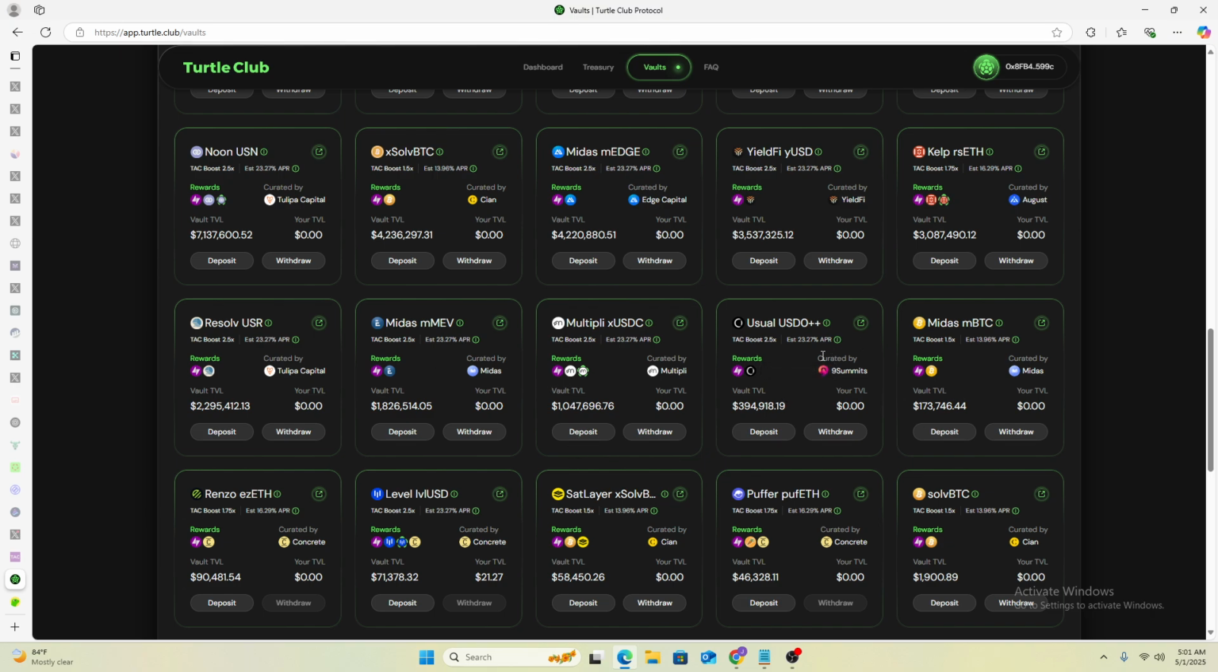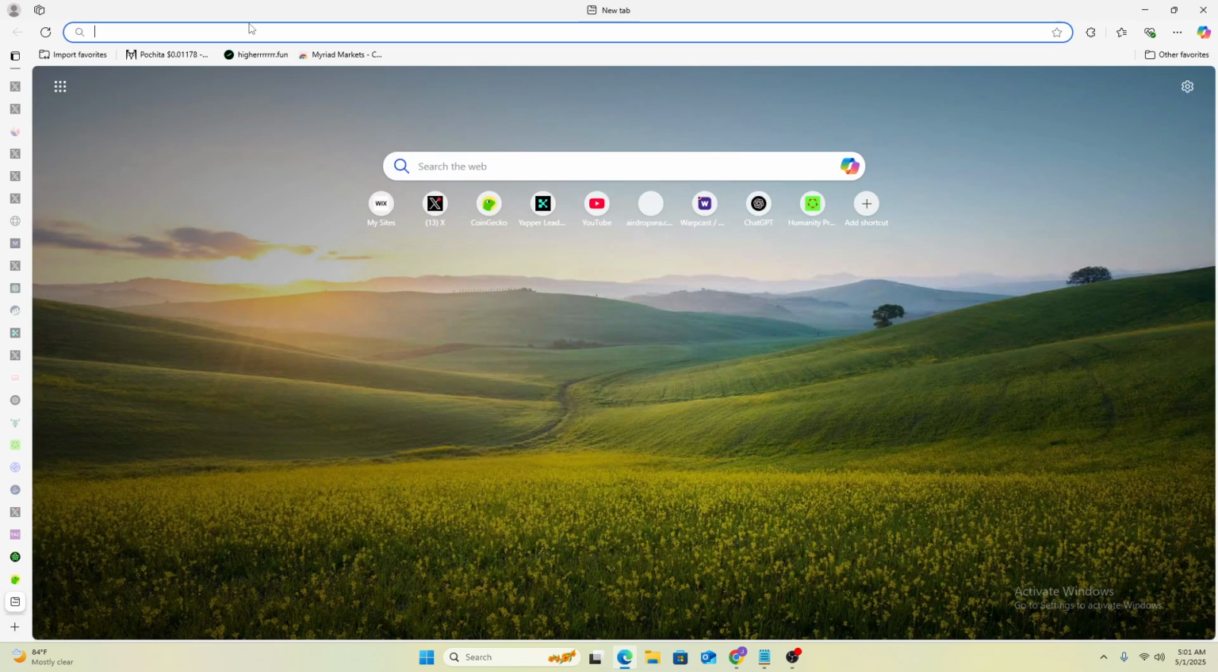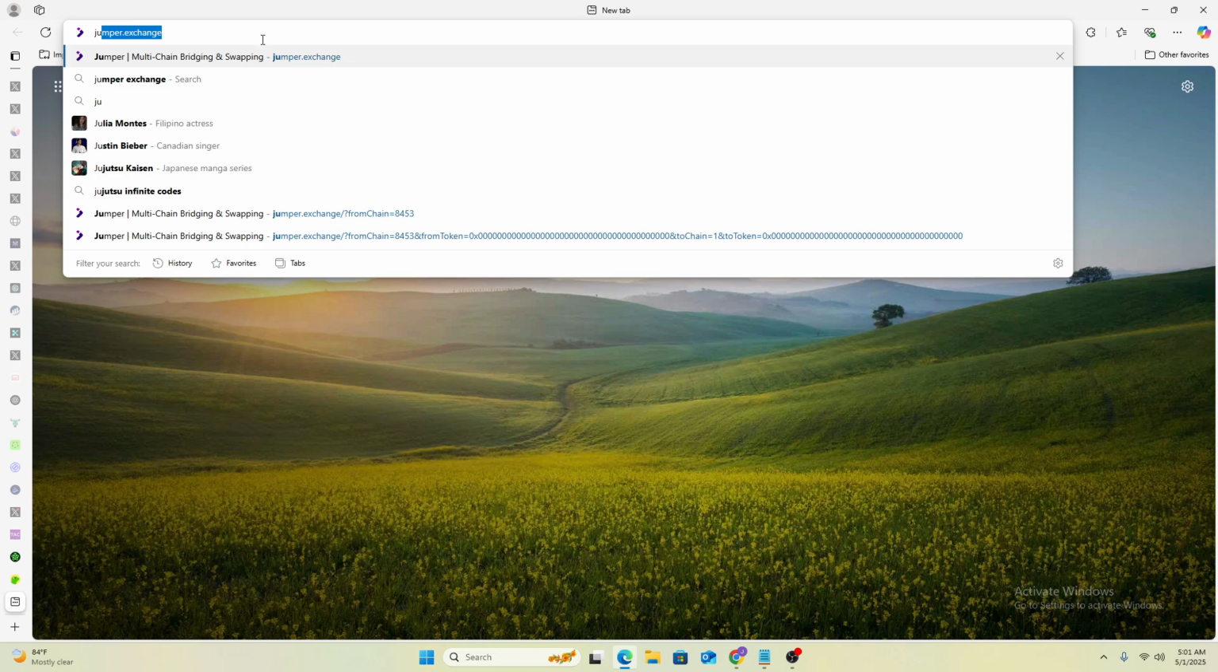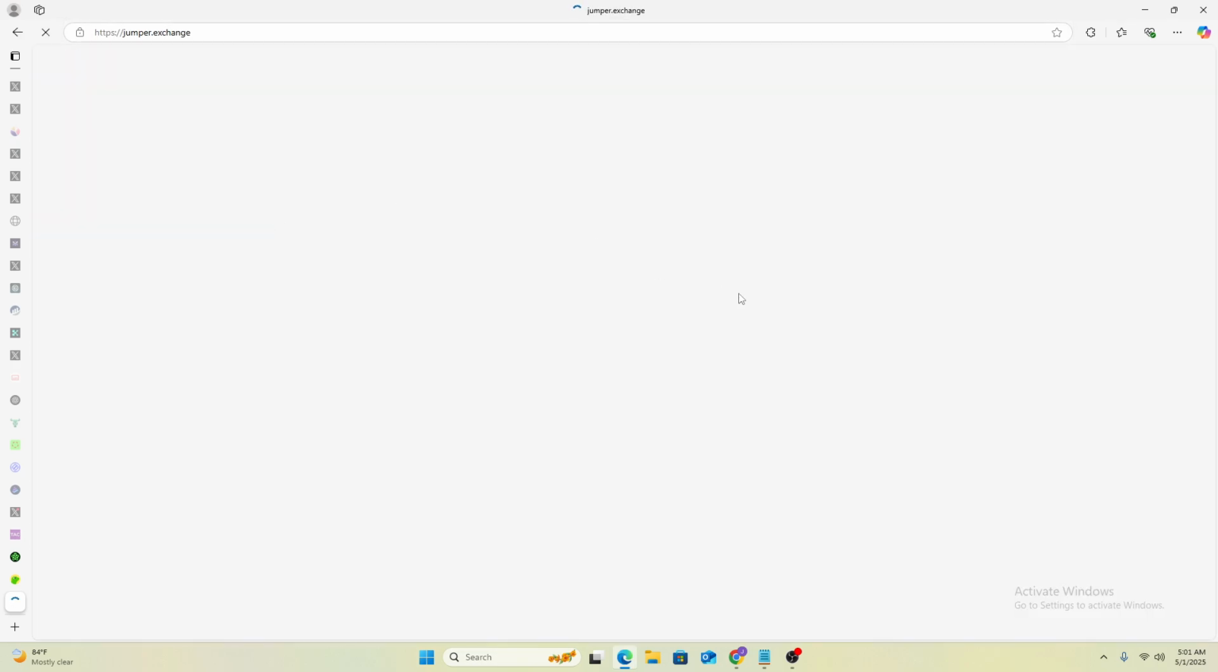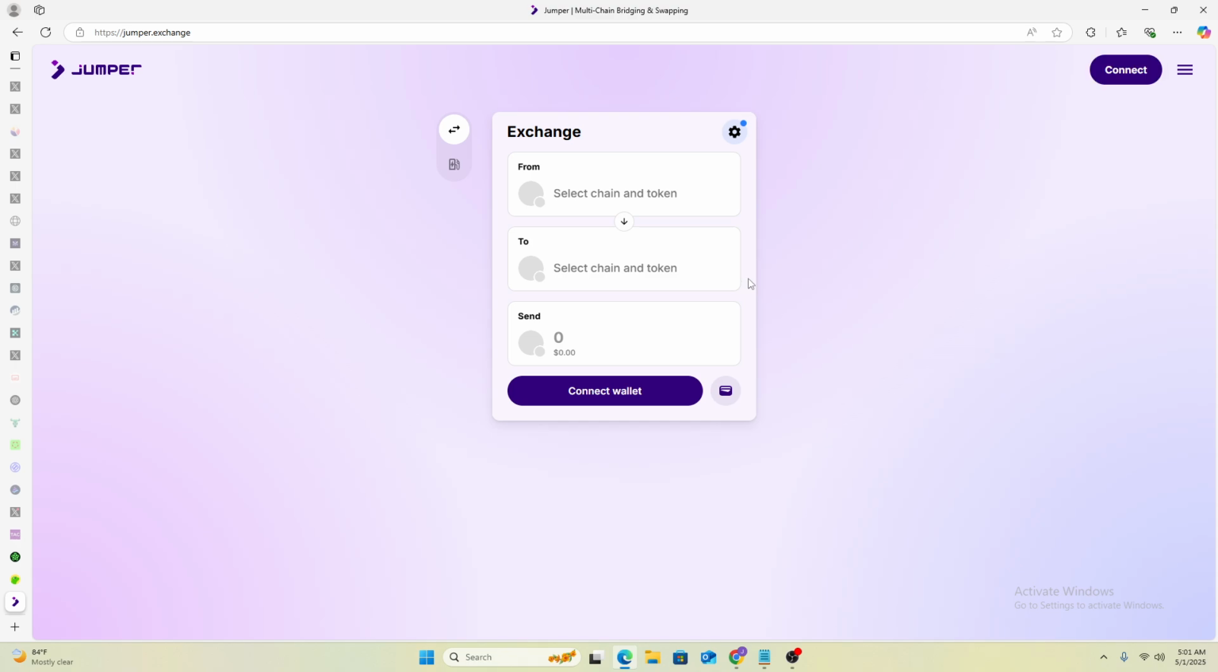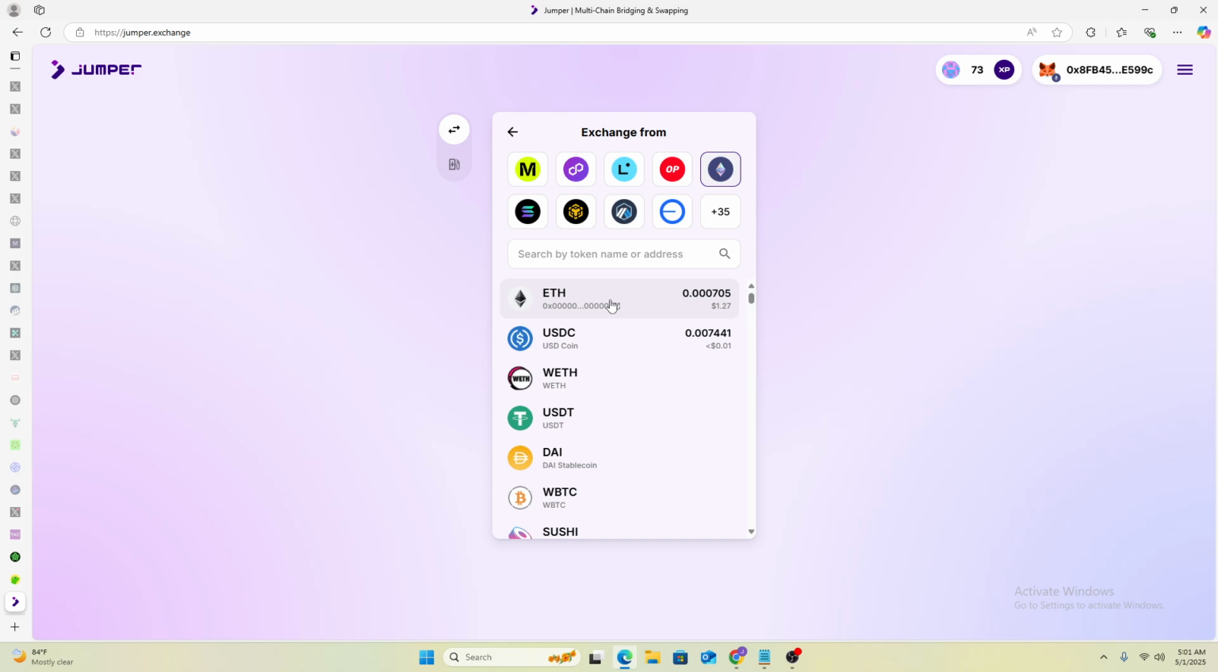Okay, now speaking of bridging over your funds to the Ethereum chain, it is as easy as using Jumper Exchange, which itself has a point system and a prospective airdrop. So you can use this simply to move your assets to the Ethereum chain. Okay, so let's say you have... on this wallet, it's not displaying my assets.